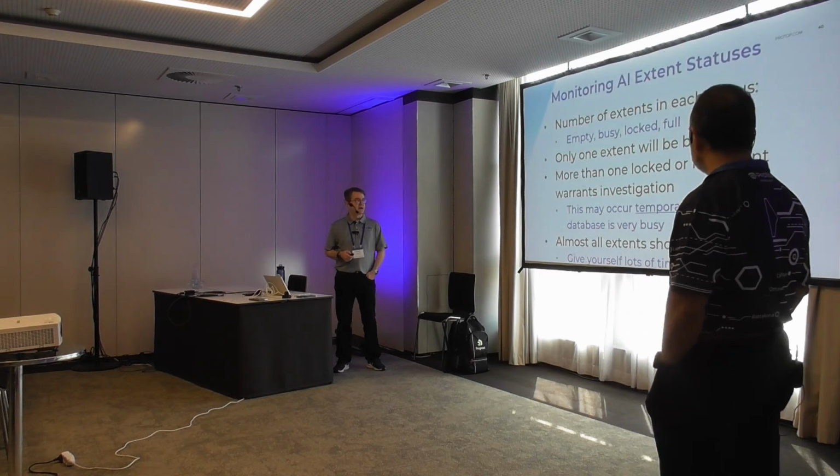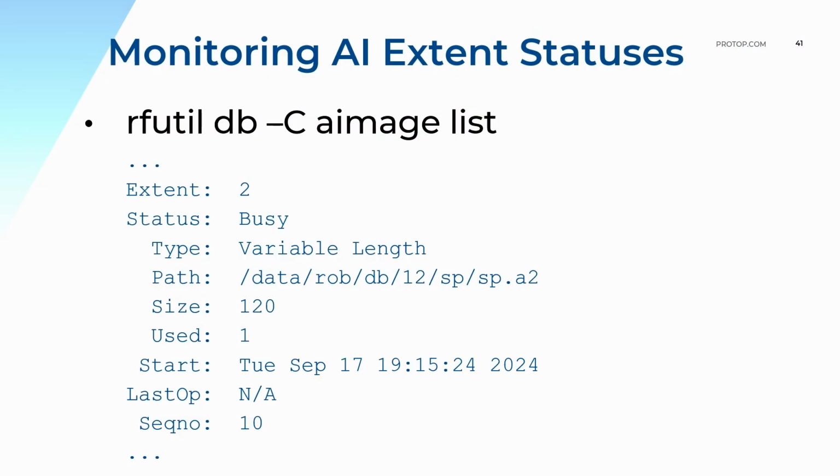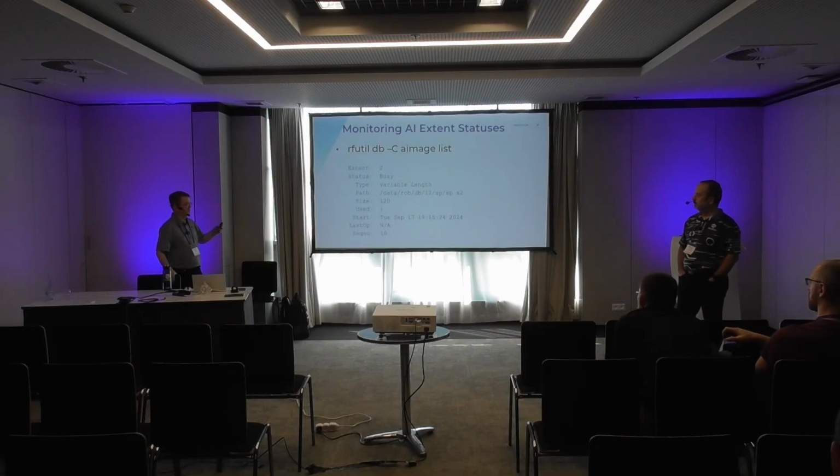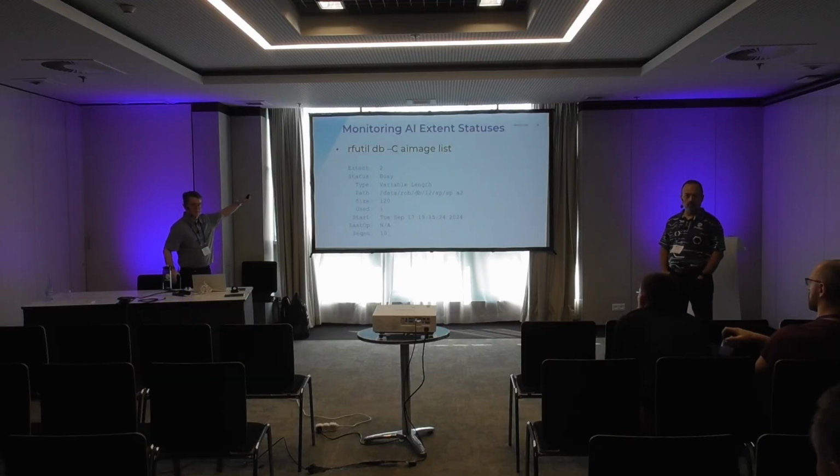Right. So at the command line, you can do an rfutil image list, and it'll give you a stanza like this for every extent. So this is the information about one extent. We see here the line that says status busy. That's what you want to look for. If you have 16 extents, you'll see 16 stanzas like this, and check each of the status. So you could do this command, pipe grep status, and then you'll see all of the statuses that way.